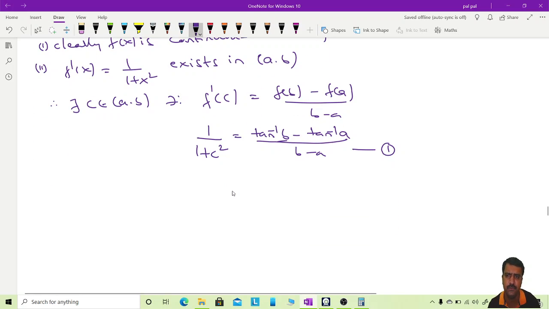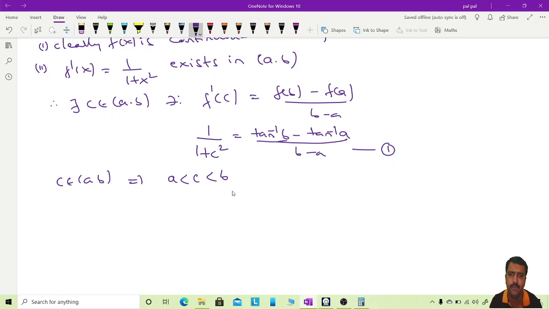C belongs to AB implies that C belongs to the interval AB implies that A is less than C, C is less than B. So first you take that A is less than C. Then you take that A square is less than C square, which implies that 1 plus A square is less than 1 plus C square. Now let's take the reciprocal on both sides.